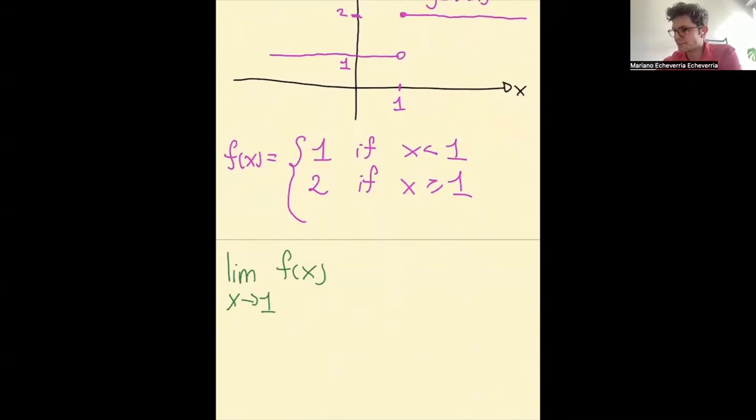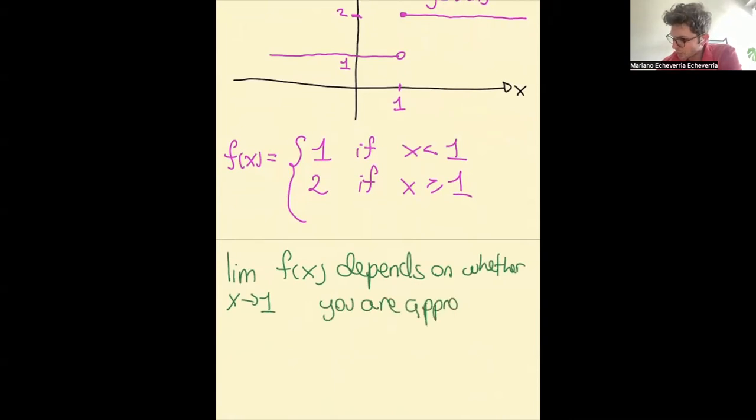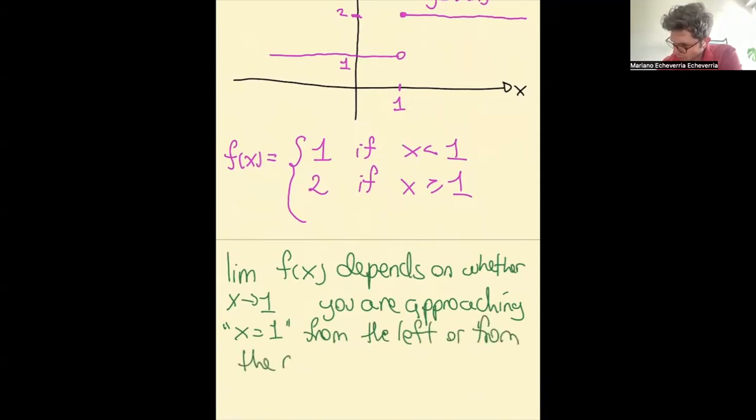So let me write this. It depends on whether you are approaching x equals one from the left or from the right. Is that making sense?